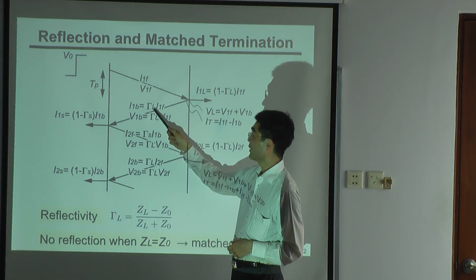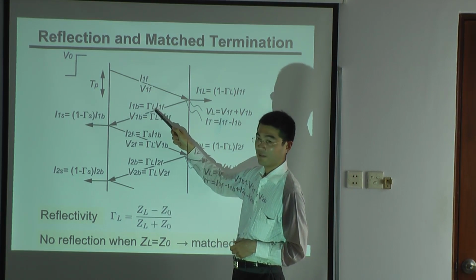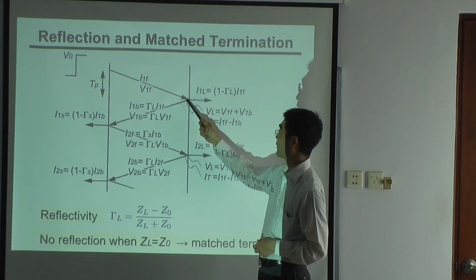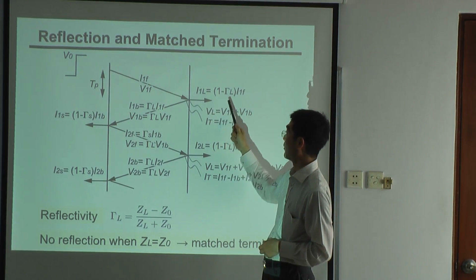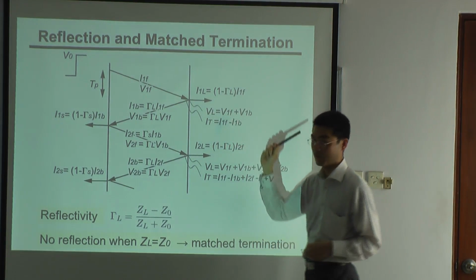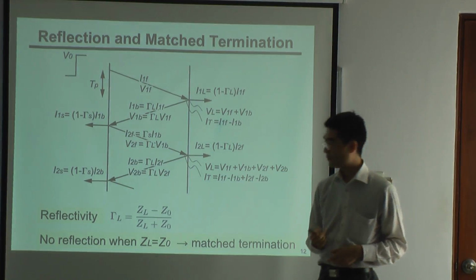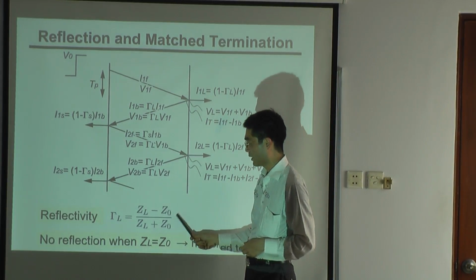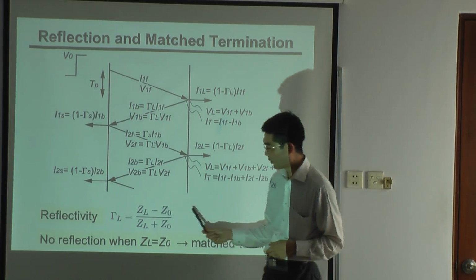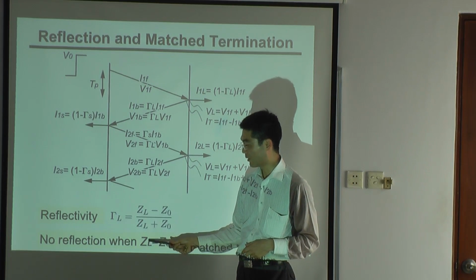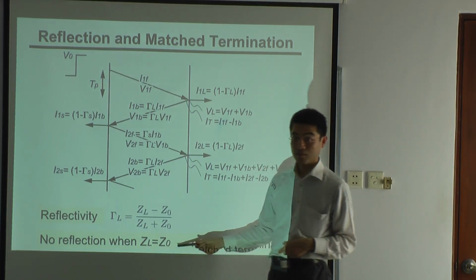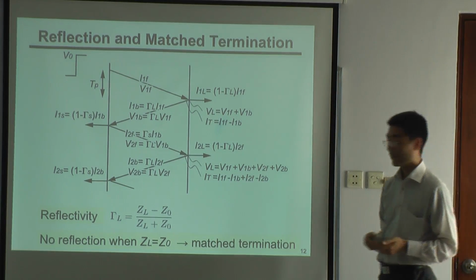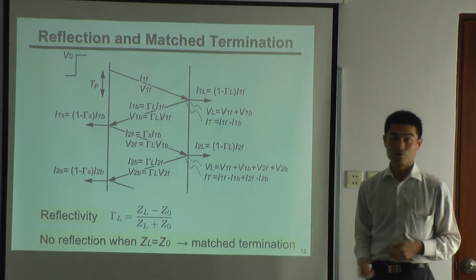And the reflectivity is defined by gamma L. So the amount of the current going into the load is defined like 1 minus gamma. So as we can see, the reflectivity is coming like this. When the load impedance equals the characteristic impedance, there's no reflection. And we call this matched termination.